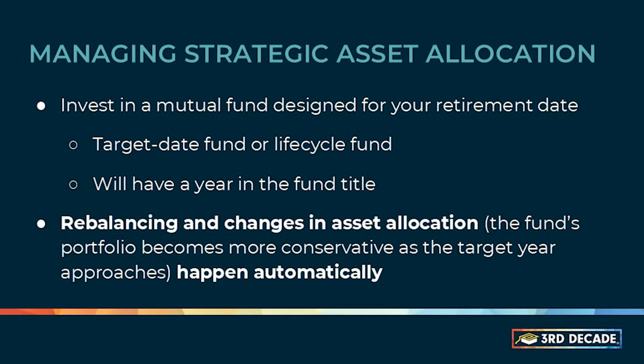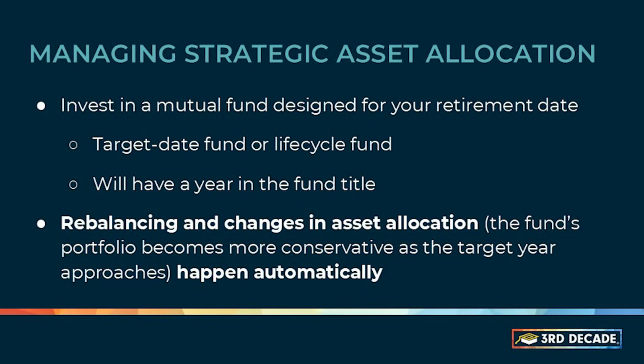Another approach is to invest in a mutual fund that manages asset allocation and rebalancing for you. If you estimate that you will retire in 2055, for example, you can invest in a mutual fund that is designed for someone retiring in that year. These are typically called target date or life cycle funds, and the year of planned retirement is usually listed in the fund title. A 2055 target date fund would have an aggressive asset allocation in the 2020s. It would be heavily weighted towards stocks, but would become more conservative. The proportion of bonds in the fund would increase as 2055 approached.